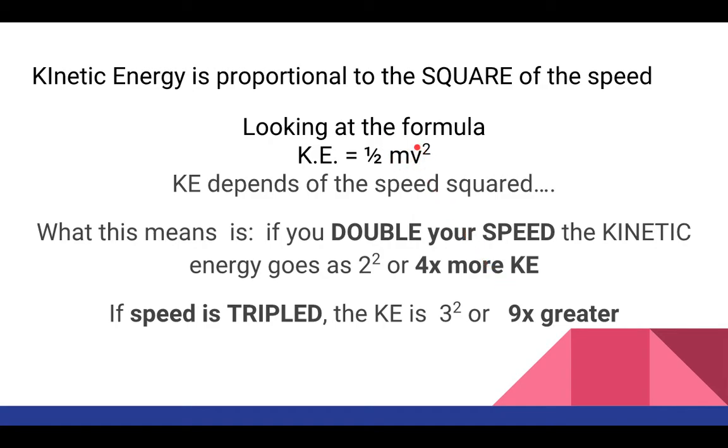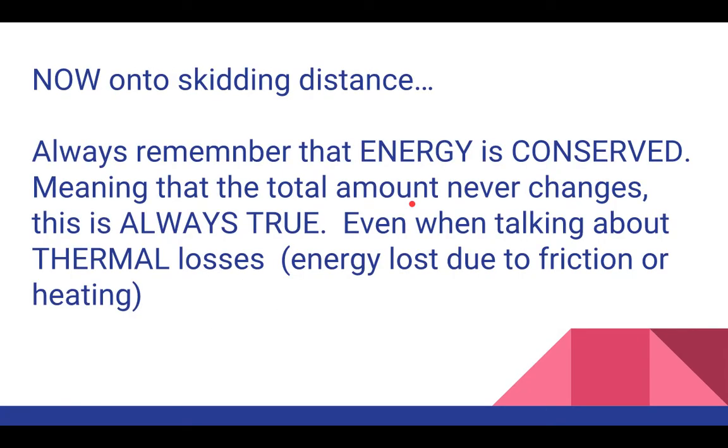If I double this quantity here, since I'm squaring the whole thing, it means I'm going to have 4 times as much kinetic energy over here. Same thing if I triple the speed. 3 squared, I'm going to get 9 times as much kinetic energy. So that's what we mean by the kinetic energy depending on the speed squared. So now we want to apply this to skidding distance.